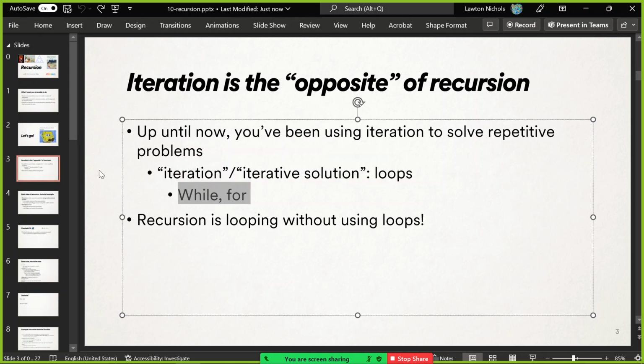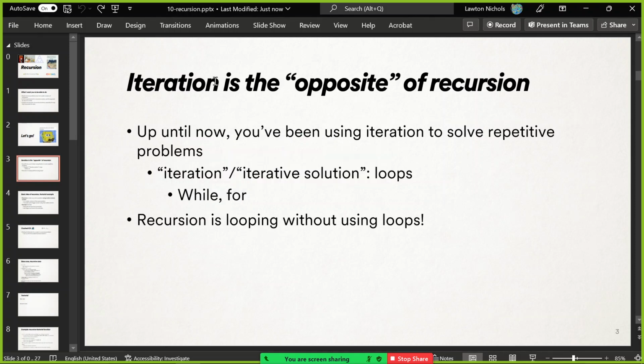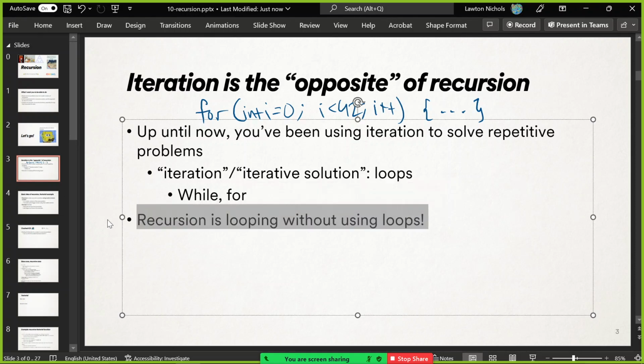So whenever you use a while loop or a for loop, another word for that is you're using iteration to solve the problem. You're going through something. You are repeating using a loop, okay? So when you do for int i equals 0, i is less than 42, i plus plus to solve your problem, that's called iteration. This loop is iterating through something, okay? That's the idea. So, yeah, recursion is looping without using loops. And this will become more and more apparent as we have some examples, all right?